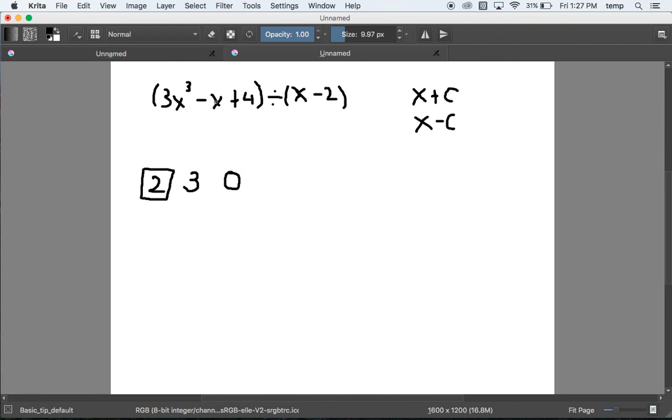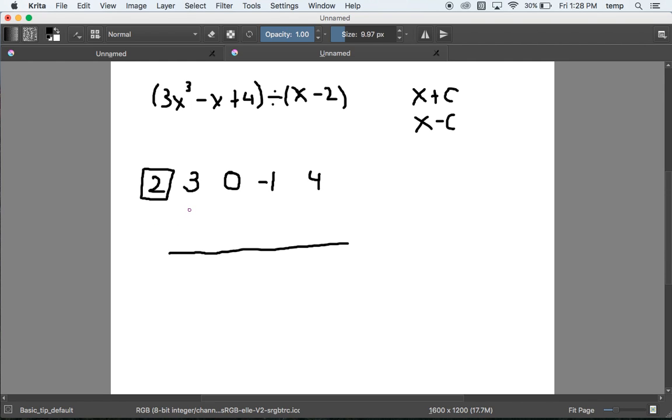Our next one is a negative x, right? It might not look like there's a coefficient here, but this is the same thing as saying we have negative 1x, right? But we just don't want to put 1 at the beginning of everything. So this is going to be a negative 1. And our last term is a 4. So then we put a straight line, but make sure to leave a little bit of room because we're going to put some numbers there.